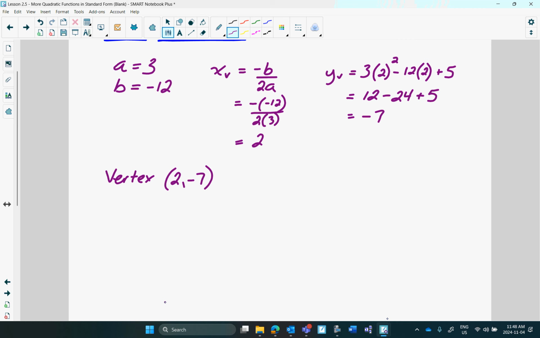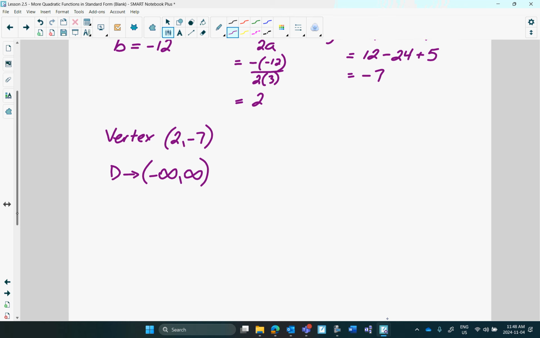Domain? Negative infinity to positive infinity. Don't need the vertex for that. The range, however, I need the vertex, because it's the lowest y value to the highest. So first of all, I need to know whether it opens up or down. Because it's positive in front, right? So it opens up. So that means that the vertex is at (2, -7) and it goes up forever. So the range would be from -7 to infinity, because -7 is the lowest y value, and then it goes up forever.